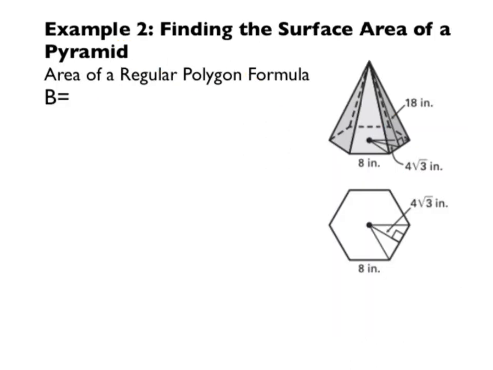Now let's look at example 2. Here we're going to find the surface area of a pyramid. Notice that this is a regular pyramid and the base is a hexagon. The formula for the area of a regular polygon, any regular polygon, is 1/2 times the apothem times the perimeter.